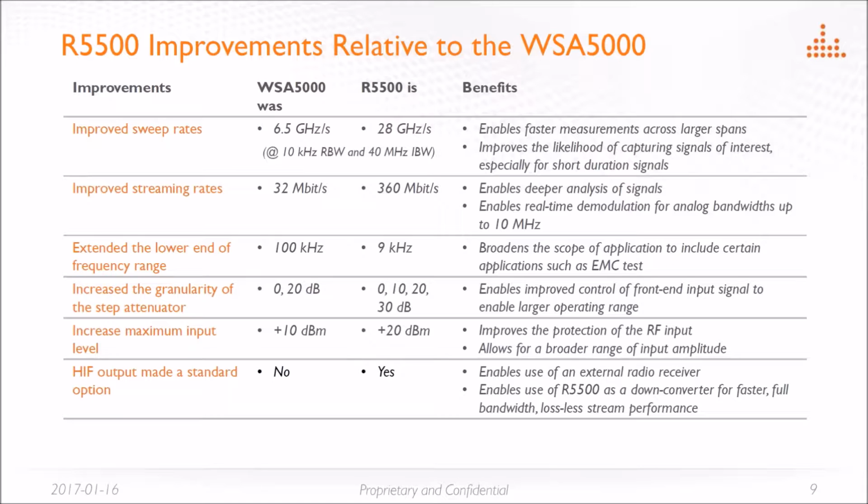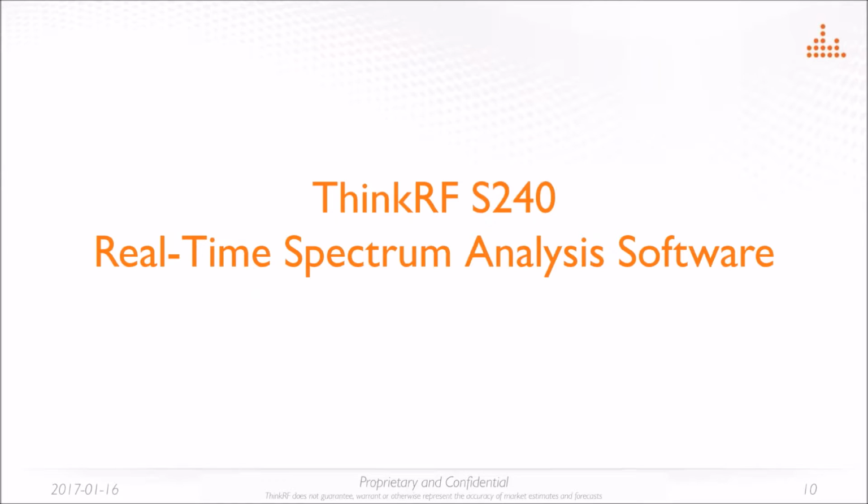In terms of the frequency ranges, we're down to 9 kilohertz from 100, and in terms of the step attenuator, we've increased the granularity as well as calibration accuracy at 4 different steps. This is useful for real-world operating environments where sometimes signals can be weak and strong at the same time, so we provide that level of control to prevent saturation of the receiver. And finally, for the maximum input level for the 8 gigahertz product, we're up to plus 20 dBm, and the analog output is now a standard option in all our products.